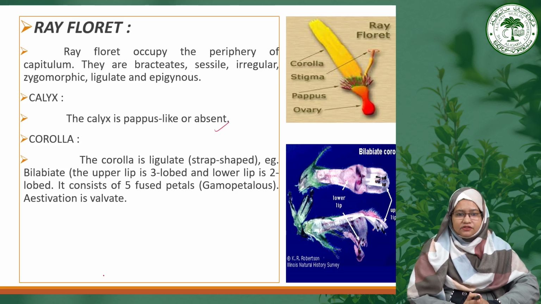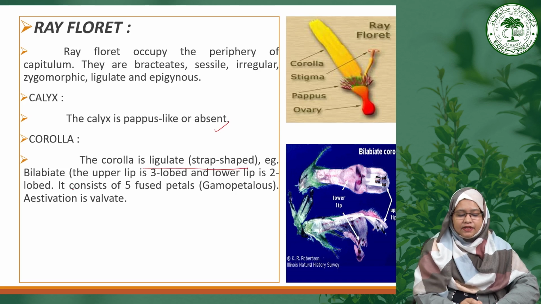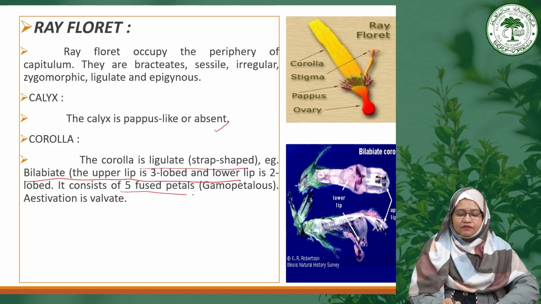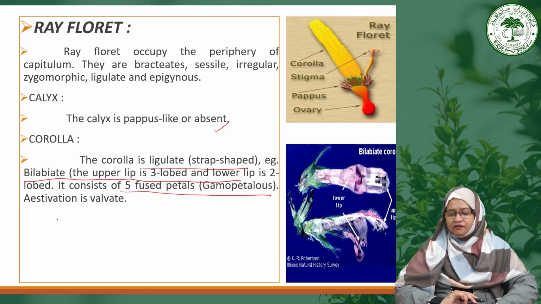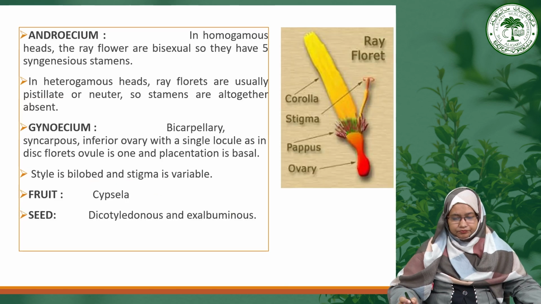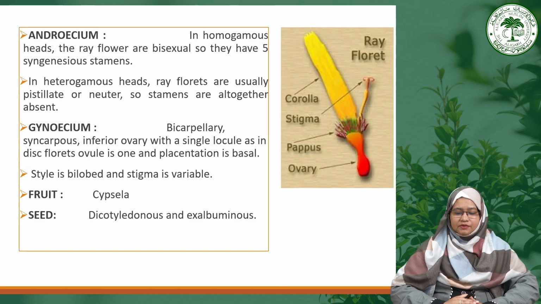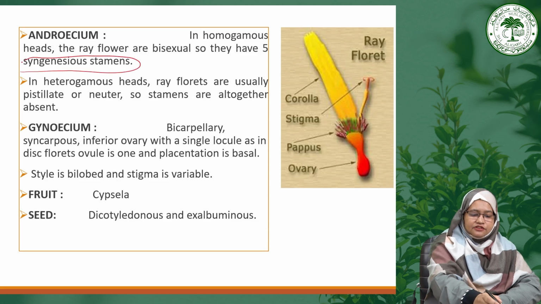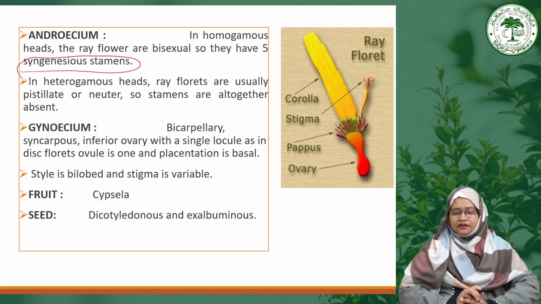Corolla is here. You can see corolla is ligulate. That's why this flower is also called the ligulate flower, or they may be bilabiate, that is made up of 3 upper lobes and 2 lower lobes, and it may consist of 5 fused petals and the estivation is valvate. So you can see this is the bilabiate corolla. Then androecium is homogeneous. It is a homogeneous head. The ray flowers are bisexual, so they have 5 stamens. They also have syngenesious stamens. And in a heterogamous head, the ray flowers are usually pistillate or neutral.